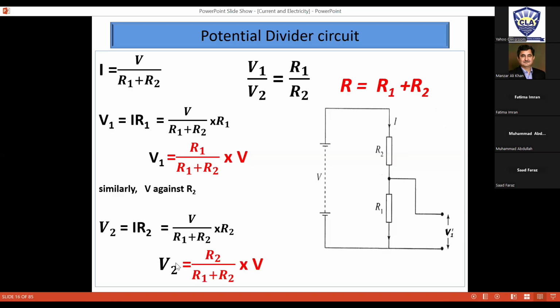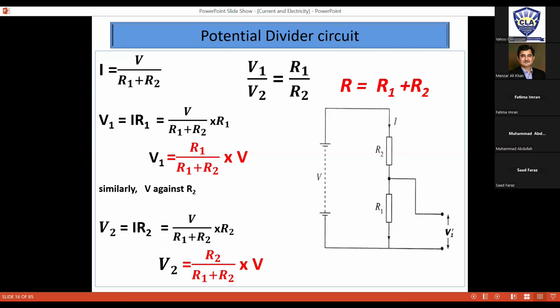Similarly, V2. So it's your choice. Find the value of current, multiply by R1, you get V1. Otherwise, resistance R1 divided by total resistance, multiplied by EMF will also give you the value of V1, because it is V R1. It can also be written as R1 into V. So simply use whichever method you feel comfortable with. There is no restriction, but both methods are correct.